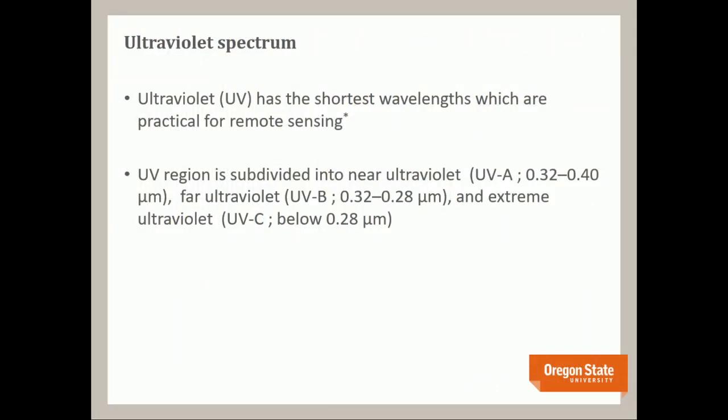Ultraviolet spectrum, UV, has the shortest wavelengths, which are particular for remote sensing. The UV region is subdivided into near ultraviolet, UVA, 0.3 to 0.4 micrometer, far ultraviolet, UVB, 0.28 to 0.3 micrometer, and extreme ultraviolet, UVC, below 0.28 micrometer.